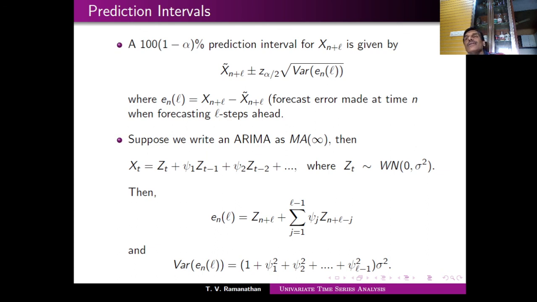Another aspect is that we can also get the confidence interval or the prediction interval corresponding to that, once you have the square root of the variance of the error in prediction, the forecast error.